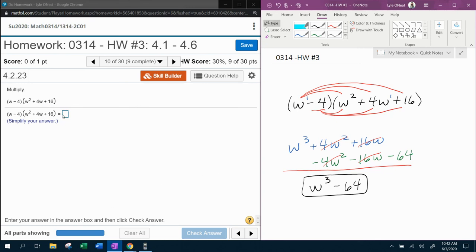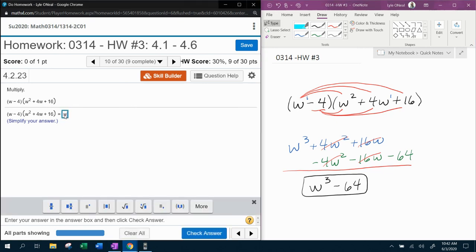And so let's see if we're right. W cubed minus 64.